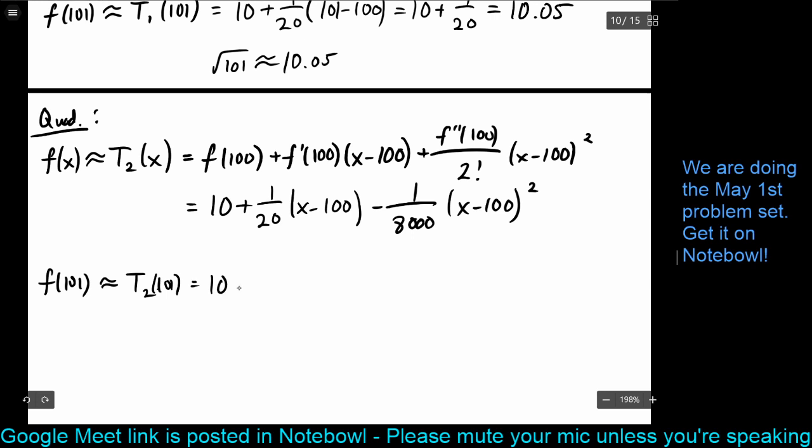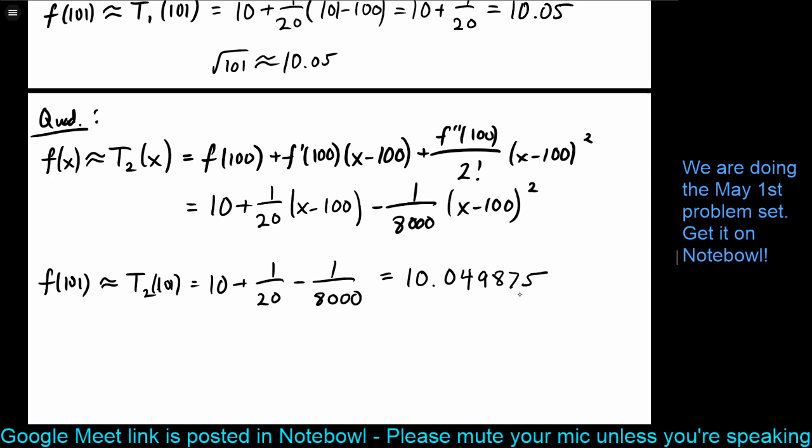All right, so this is 10 plus 1 over 20 minus 1 over 8,000. If you compute this, you're going to get 10.049875. Is that right? I think I did that right. Yes, that's right.